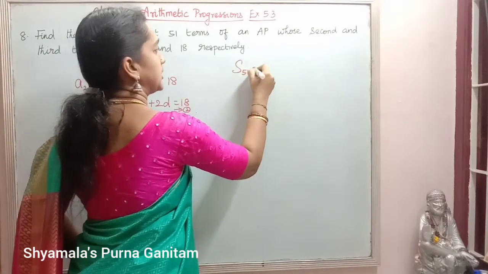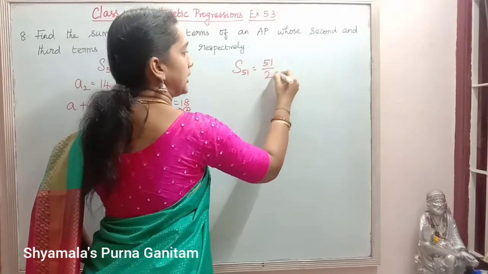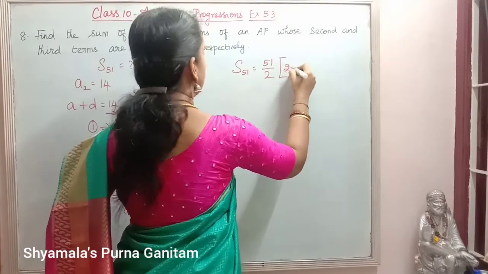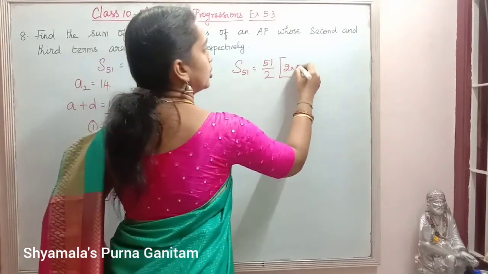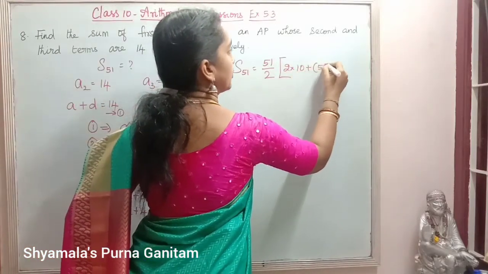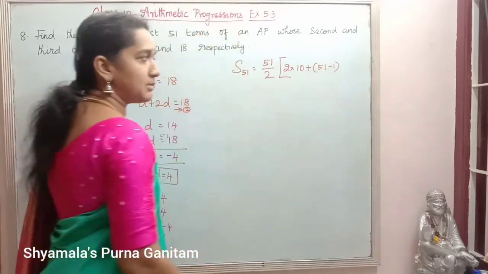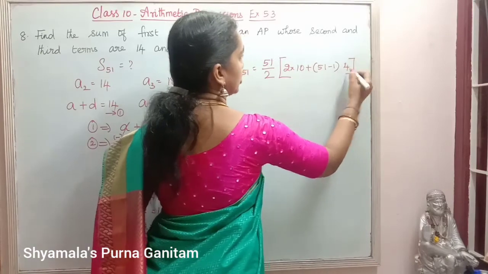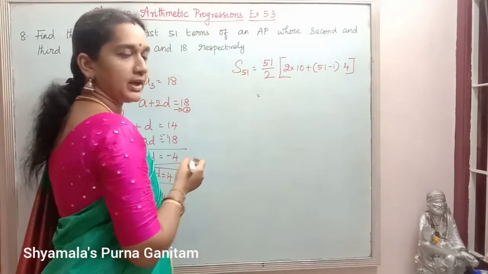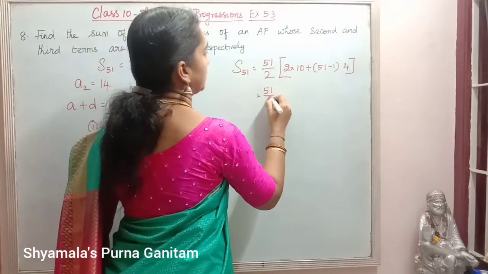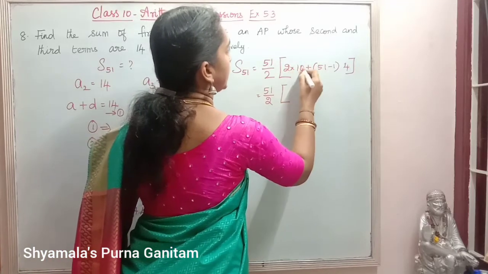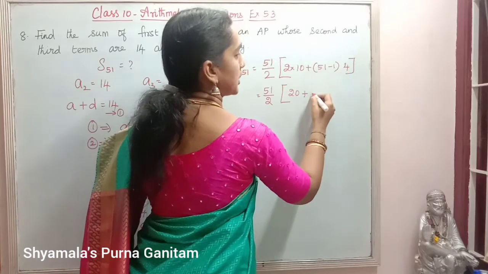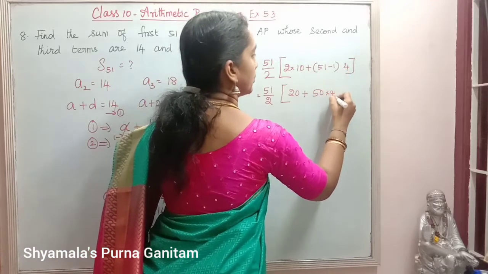So S51 is equal to n by 2, n is 51, into 2a, the a value is 10, plus n minus 1, that is 51 minus 1, into d, which is 4. So we have substituted everything in the formula. Now we will find S51. So this is 51 by 2 into 2 into 10 is 20, plus 51 minus 1 is 50, into 4.